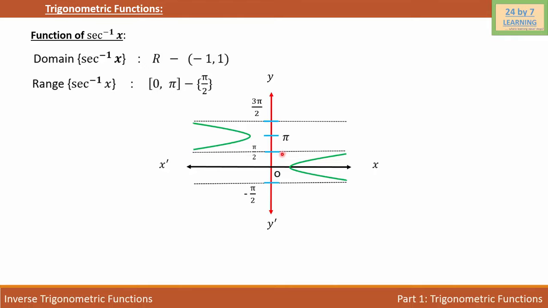If I consider a part of the secant inverse function for this range, then that will be this part colored red, and it will be called the principal value branch of the secant inverse function. So basically, this red colored part of the secant inverse function is called the principal value branch of the secant inverse function.